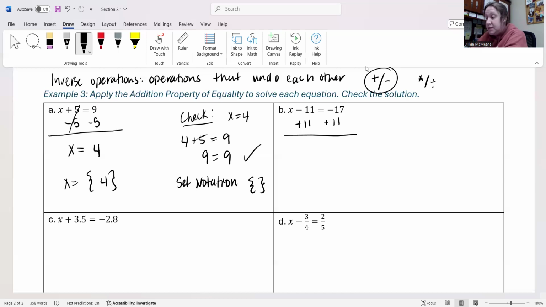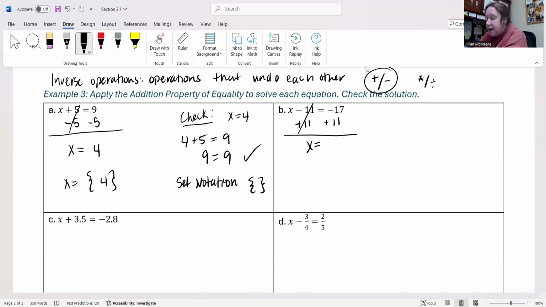Essentially, what we have is x minus 11 plus 11. That's going to be the left. Well, negative 11 plus 11 is just 0. And then x minus 0 is just x. So we got our x alone. But because I added 11 on the left, I had to add 11 on the right.